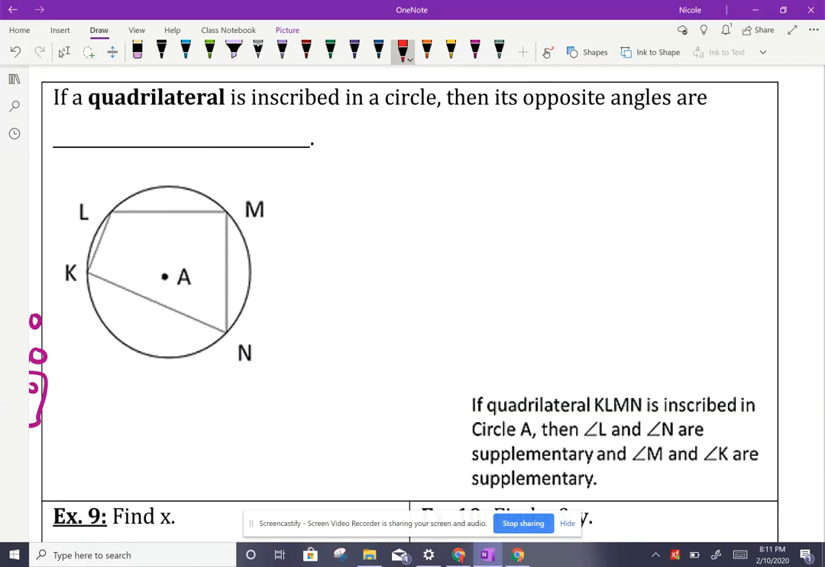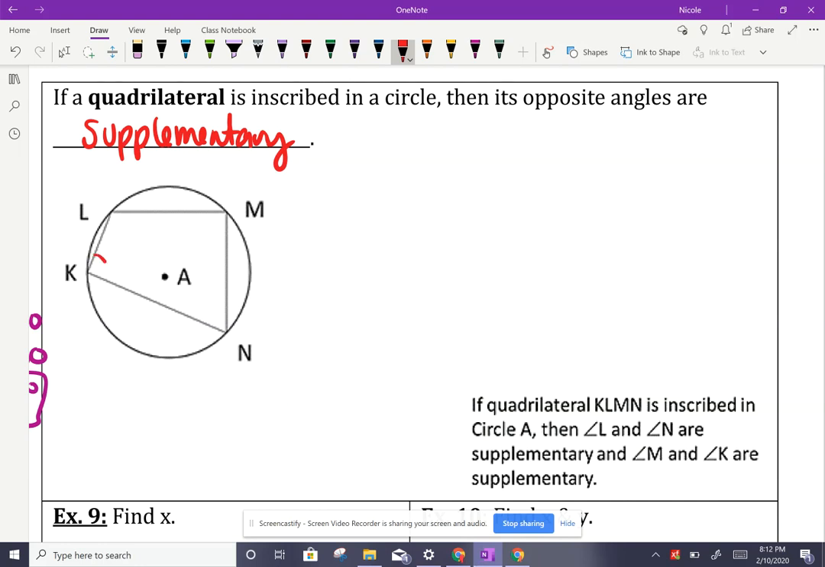Now, a quadrilateral that is inscribed in a circle, well, the opposite angles are always going to be supplementary. Now, again, this is not true for quadrilaterals in general. This is specific to quadrilaterals that are inside of a circle.